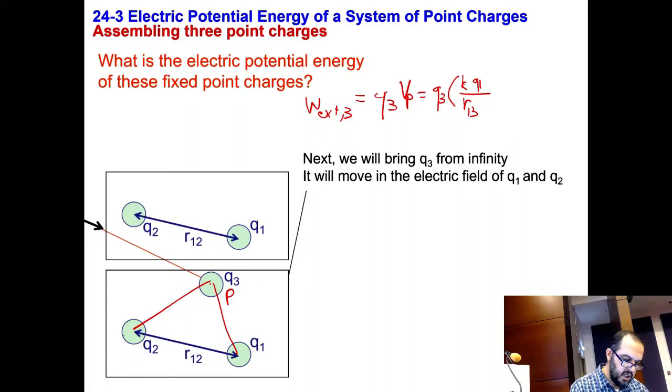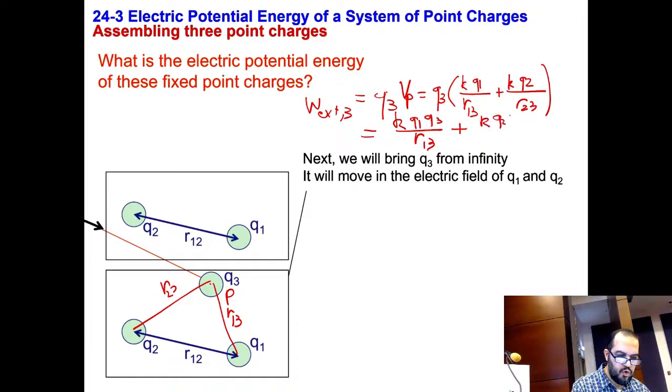The potential due to Q2 is going to be K Q2 divided by the distance, R2,3. So notice this now is equal to K Q1 Q3 divided by R1,3 plus K Q2 Q3 divided by R2,3. This is how much work we need to do in order to bring a charge Q3 from infinity to this position. Please pay attention with me here.